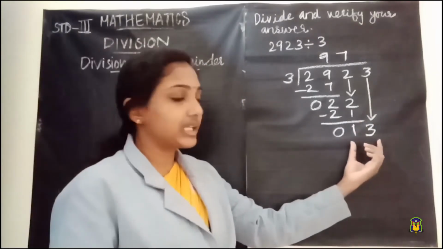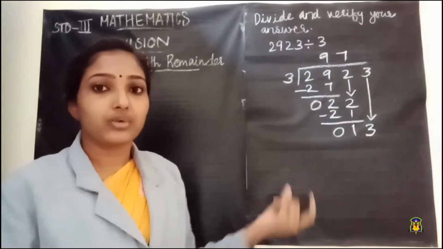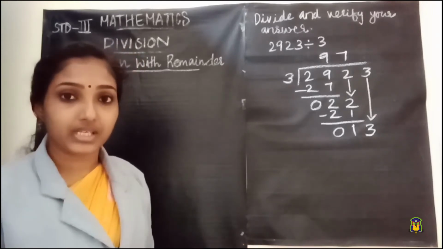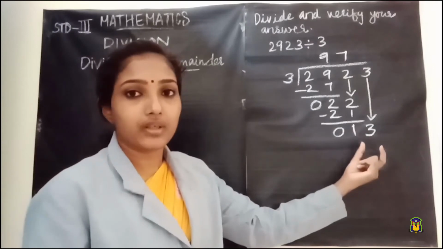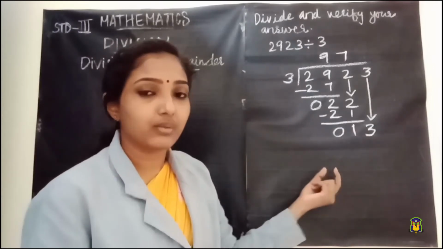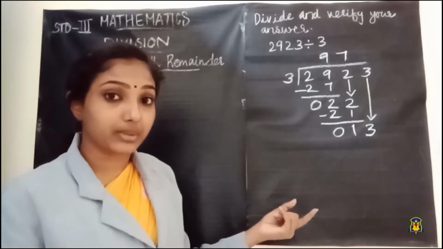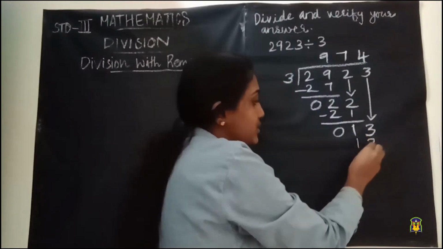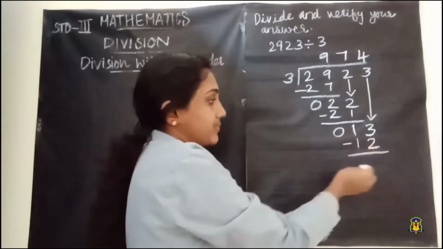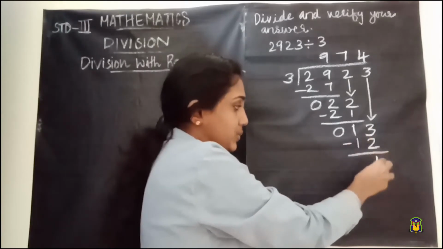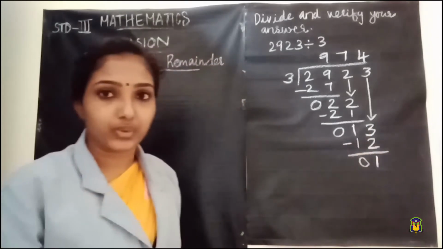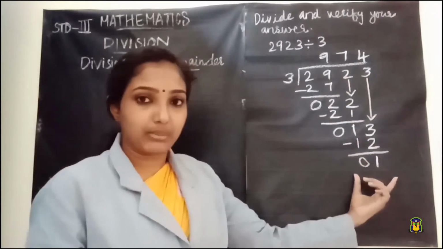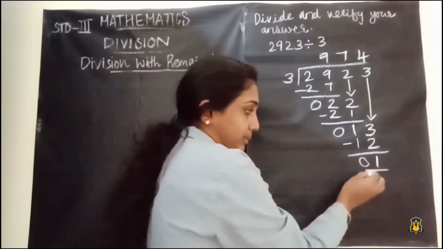Okay, so it is 13 here, and from the table of 3, we can find that 3 into 4 is equal to 12, and 3 into 5 is equal to 15, right? So there is no 13. So the number which is less than 13 is 12. 3 into 4 is equal to 12, right? Okay, and on subtracting, it is 3 minus 2, it is 1, and 1 minus 1, it is 0. And look, no more digit is there to bring down. So we'll stop our division, and the remaining number that we got is the remainder.